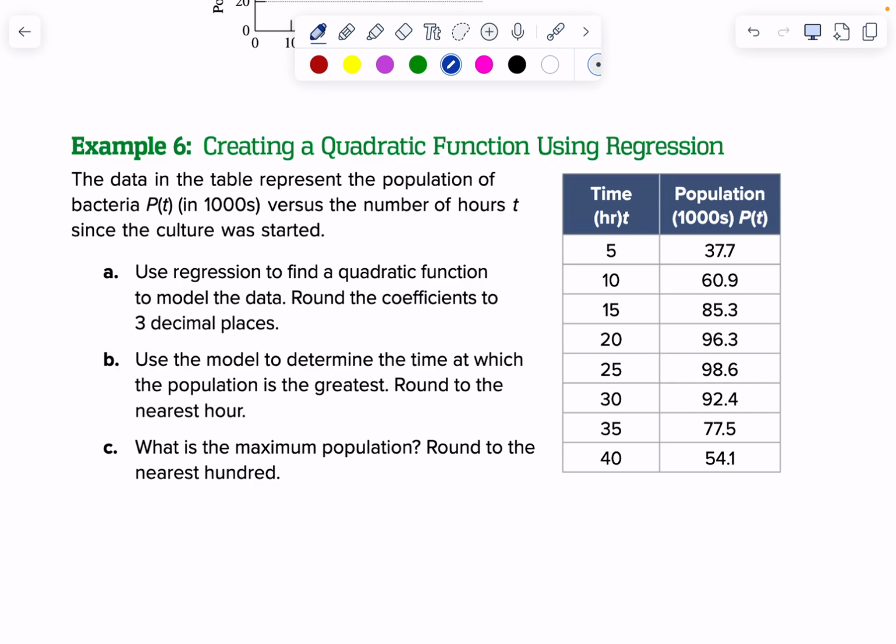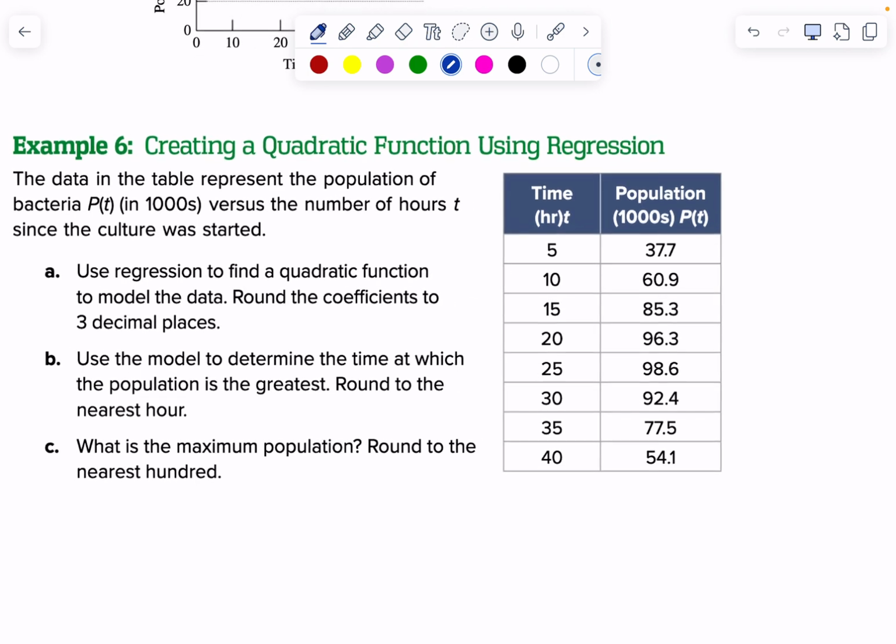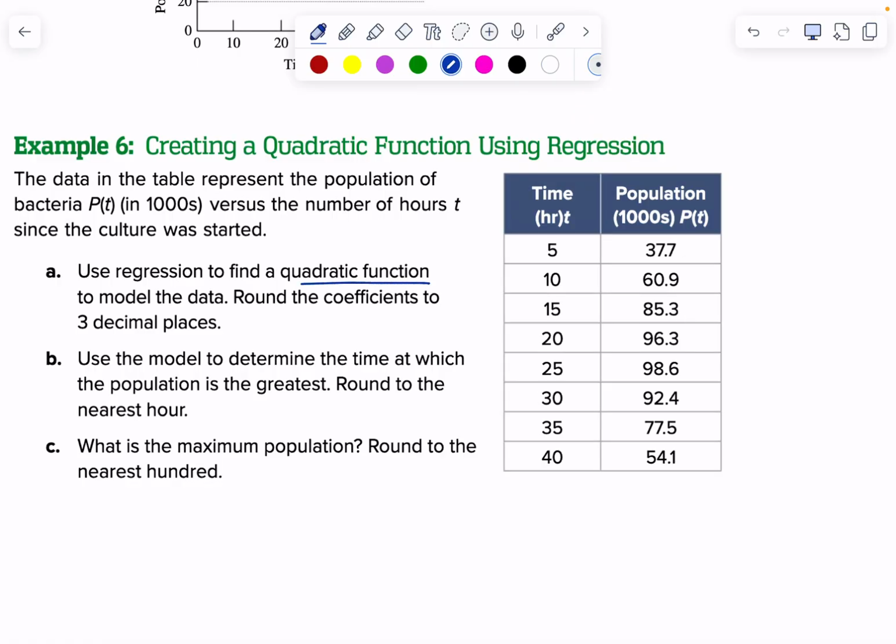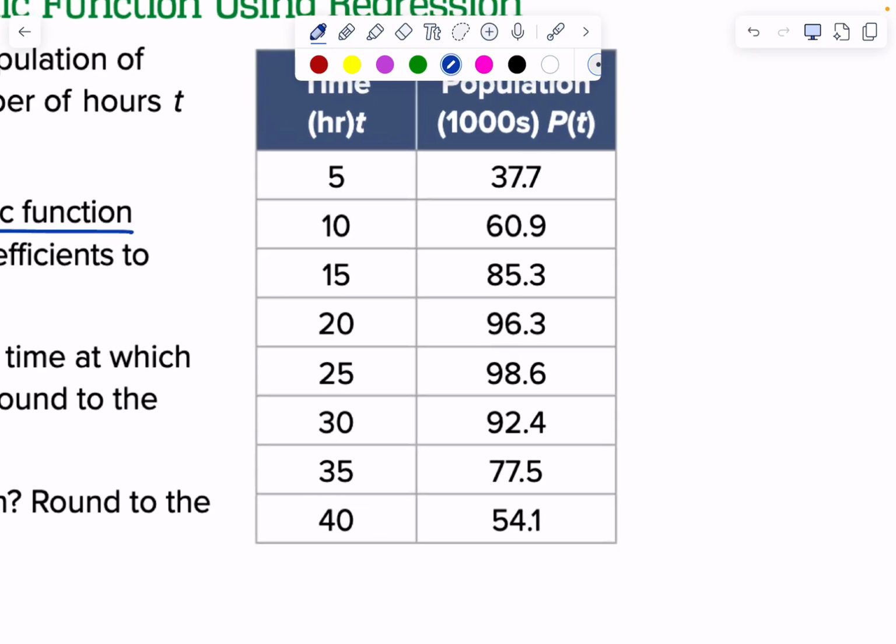Use a regression to find the quadratic function to model this data. You have to use your graphing calculator. Do you have your graphing calculator? Does Desmos spit out an equation though? I think it will, but I don't know what the shortcuts are. So use your calculator.